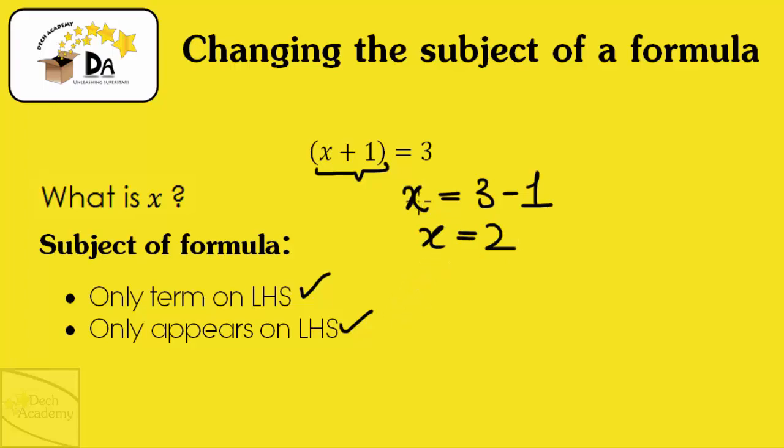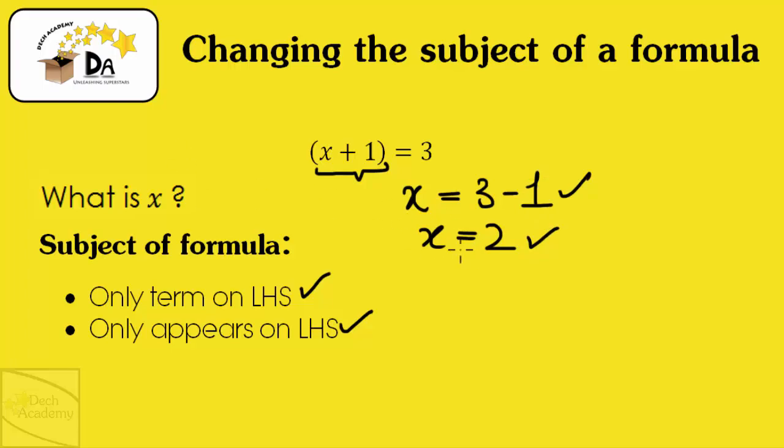In this equation, we have x is equal to 3 minus 1. x is the only term on the left-hand side, and x only appears on the left-hand side. You can't see x on the right-hand side. Therefore, here, x is the subject of the formula. In this equation, x equals 2. x is the only term on the left-hand side of the equation, and x only appears on the left-hand side. You cannot find x on the right-hand side. So in this equation, x is also the subject of the formula, the subject of the equation.